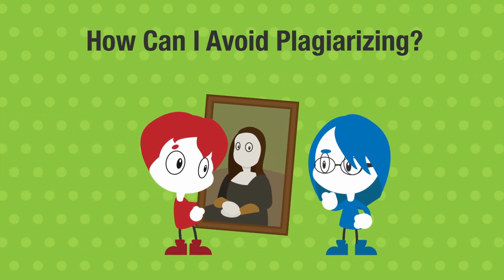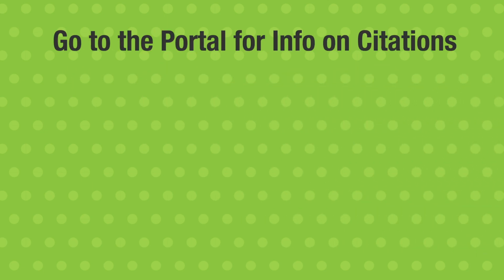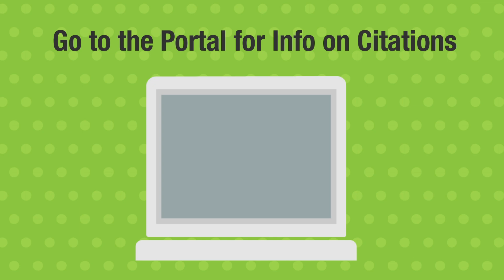So how can I avoid plagiarizing? The primary way to avoid plagiarizing is being honest when you work on projects, and don't try to present anything that you haven't created yourself as your own. If you do use something that was created by someone else, make sure to give them credit by citing the source. You can find information about citation styles in the Research Hub on the Learning Portal. The module on how to cite includes guides and information to help you cite in APA or MLA.